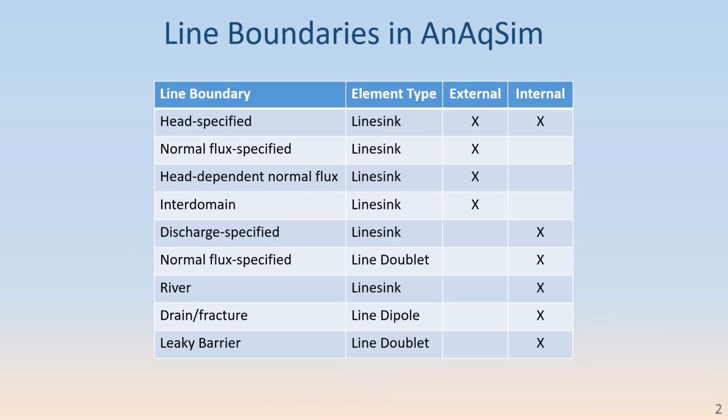Here's our table of the various kinds of line boundaries in Anaqsim and what sorts of elements they use and whether they're external or internal. We've already looked at the head specified line sink when we talked about external boundaries. That's also an internal type of line boundary if you want it to be. And then these last 5 rows are new features different from the external line boundaries. We'll go through each one of those in order.